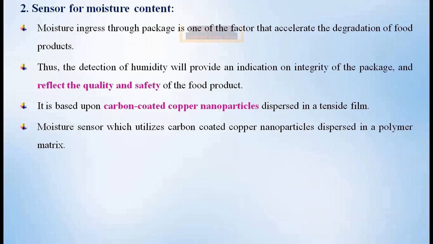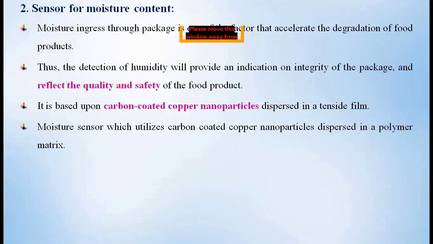So next we move toward sensors for moisture detection. Moisture in the package causes deterioration. We know that fruits and vegetables have high moisture content, and their shelf life is low because of the high moisture content, because the products start deterioration due to moisture in them. Thus, the detection of humidity will provide an identification of the integrity of the package and reflect the quality and safety of the food.